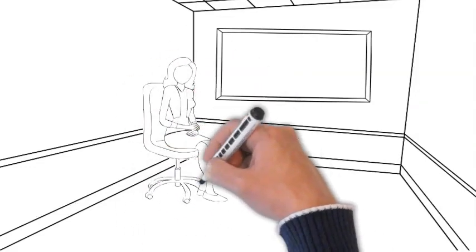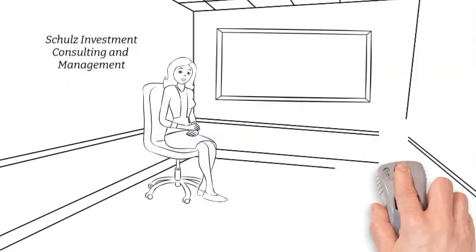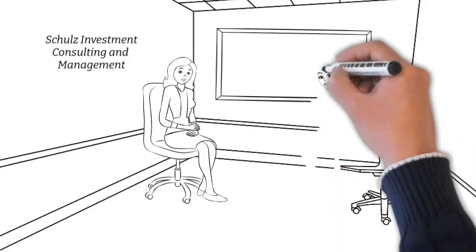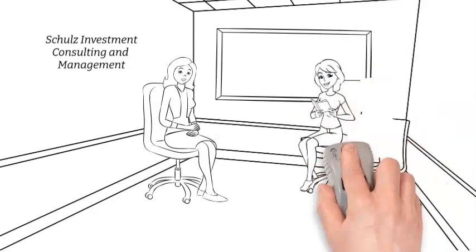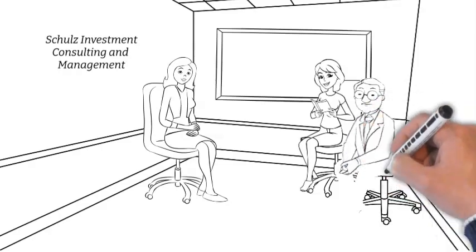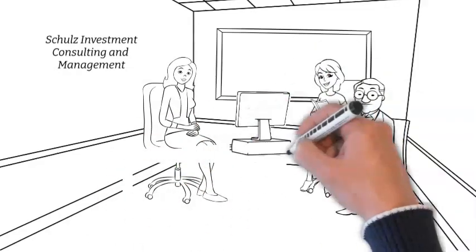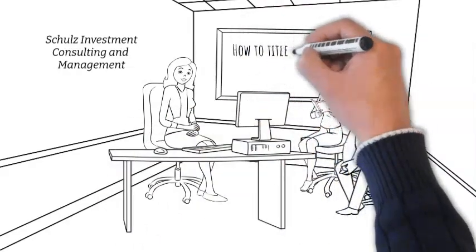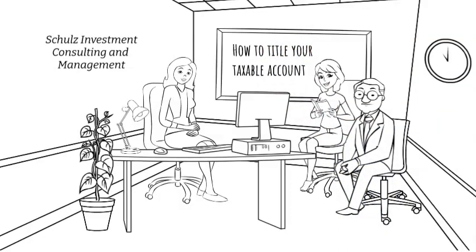Taxable accounts are so named because they are not retirement accounts and therefore do not get tax-deferred status. But taxable accounts can have more freedom and fewer restrictions than retirement accounts. In this video, we're going to look at the 3 most common ways to title your taxable account to achieve your goals.